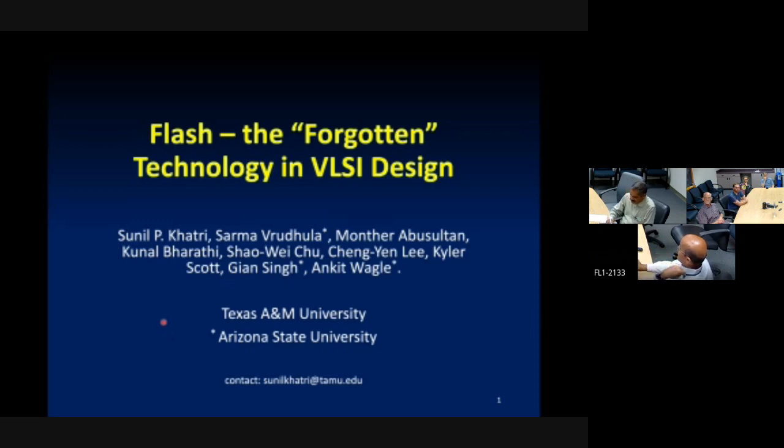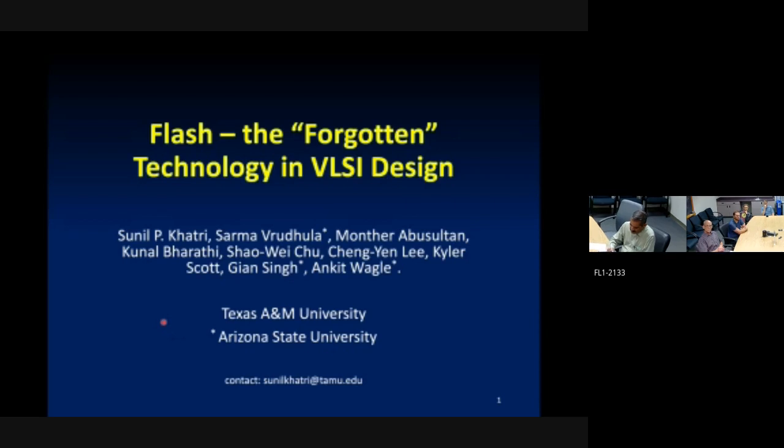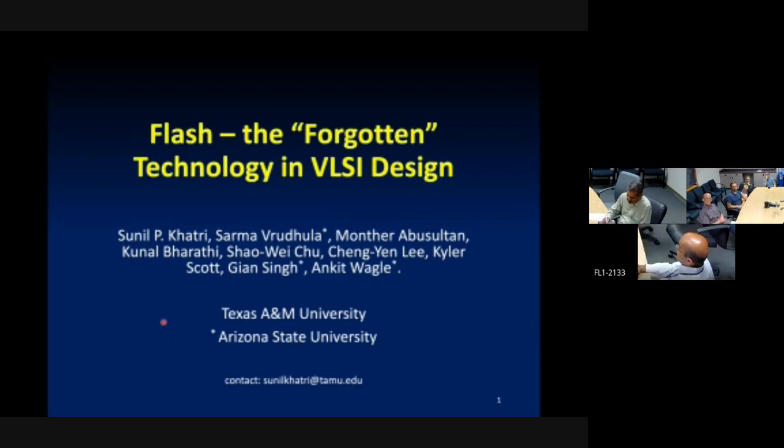So I claim that Flash is in some sense a forgotten technology. We've really not leveraged it for anything more than non-volatile memory. And in this talk, I'm going to try to show you what all we've done with Flash that shows its utility in non-memory applications, lots of them, by way of lots of papers, by way of collaboration with lots of students and colleagues. So before I start much further, I'll acknowledge co-authors.